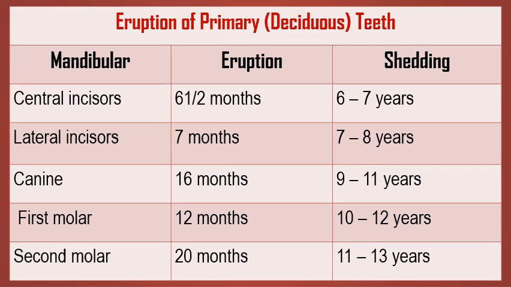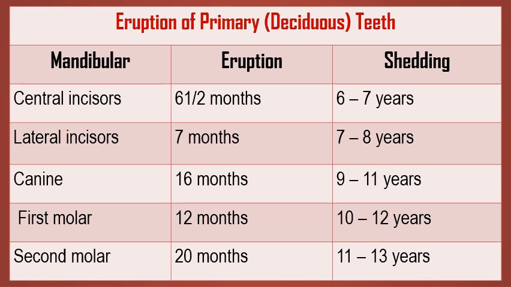And if you see the mandibular region, central incisors erupt around 6.5 months, and the shedding time will be around 6 to 7 years of age. The lateral incisors will erupt around 7 months of age, and the shedding time period is around 7 to 8 years. Similarly, canine starts to erupt around 16 months, that is 1 year 4 months of age, and the shedding time period will be 9 to 11 years.